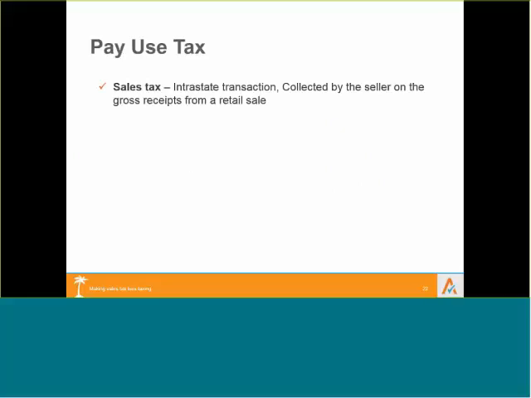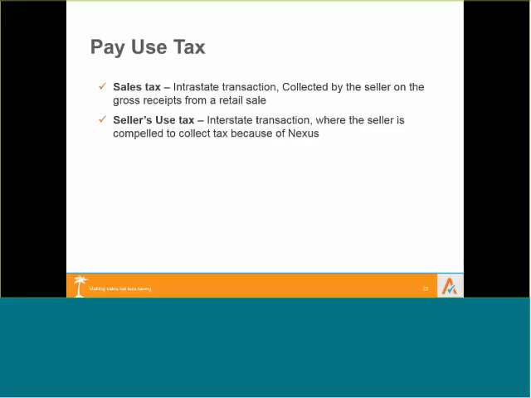Sales tax by definition is based on an intrastate transaction. So if you bought a bicycle from a store, you would pay sales tax. Or if you ordered it from Amazon in the state of Washington and it's shipped from Seattle to Bainbridge Island, which is where Avalara is headquartered outside of Seattle, that too would be taxable. There's a different type of tax when buying and selling across state lines, and that's seller's use tax, which is an interstate transaction where the seller is compelled to collect because they have Nexus.